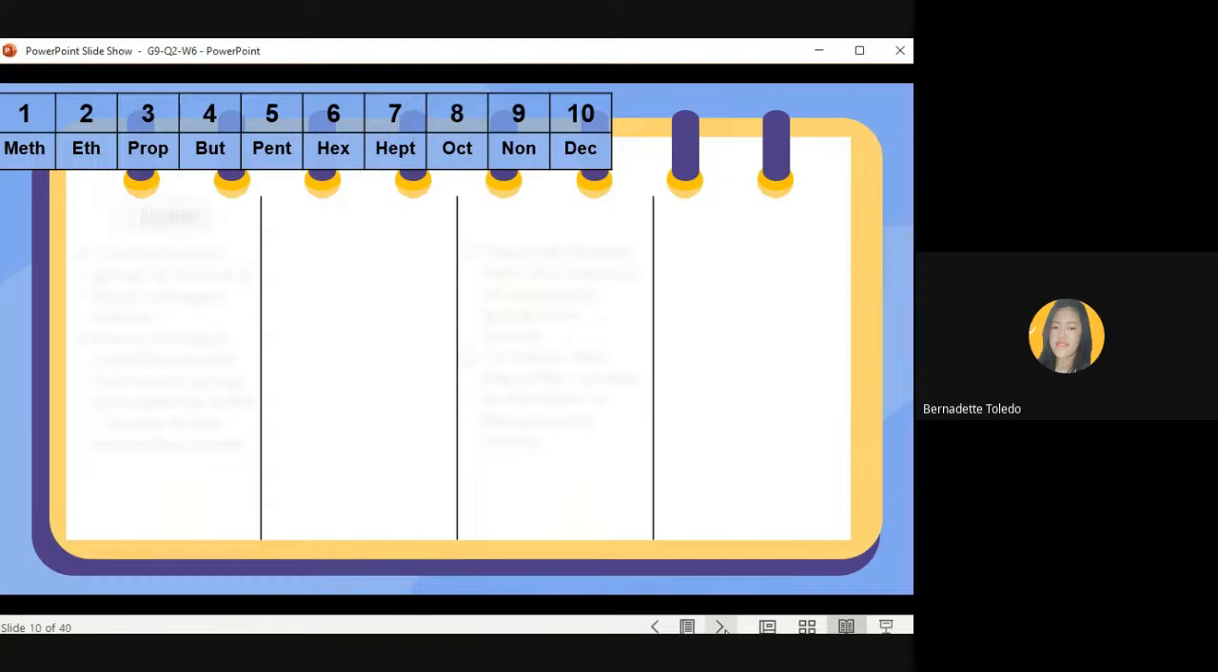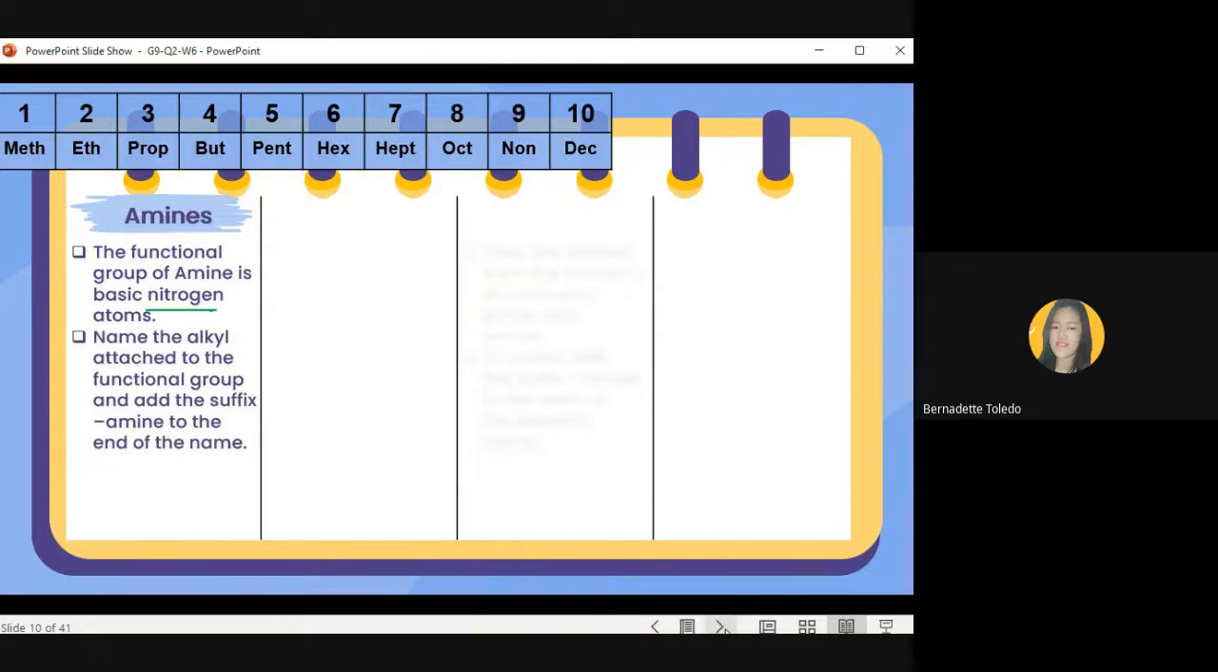Now, another functional group are the amines. So, amines have a functional group of nitrogen. So if nitrogen is attached to a carbon chain, that compound is an amine. To name amines, we will just name the alkyl attached to the functional group, which is nitrogen, and add the suffix amine to the end of the name. So here is the general formula for amines. So you can see here a carbon chain connecting to nitrogen atom. So that is an amine.